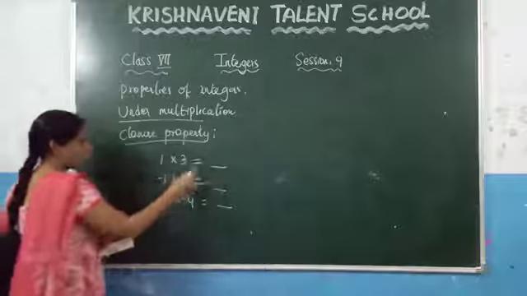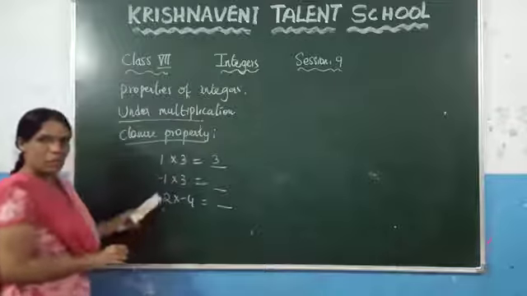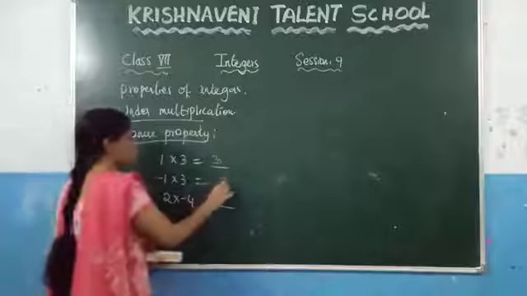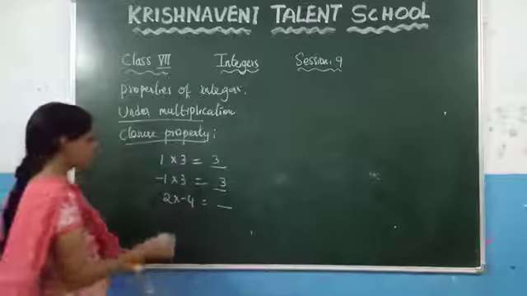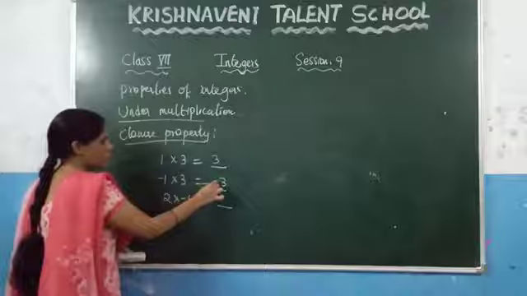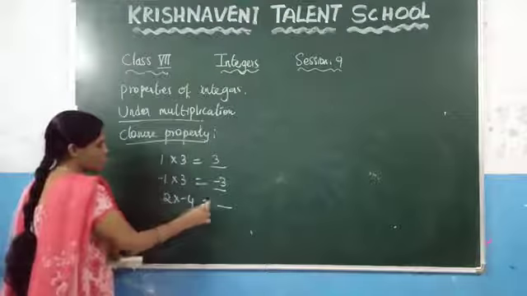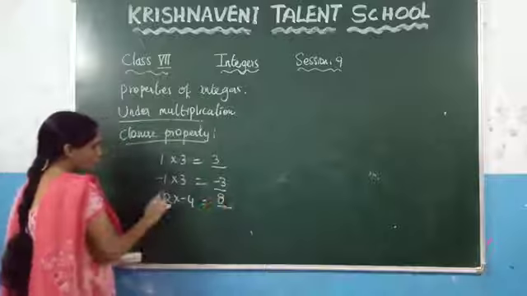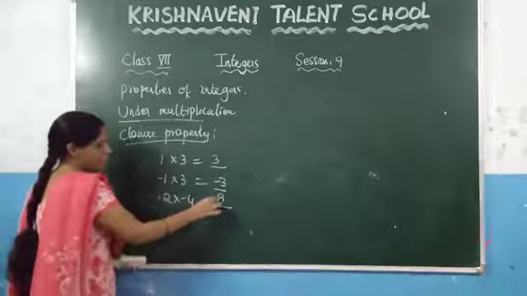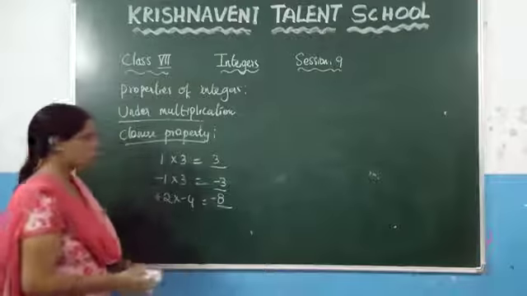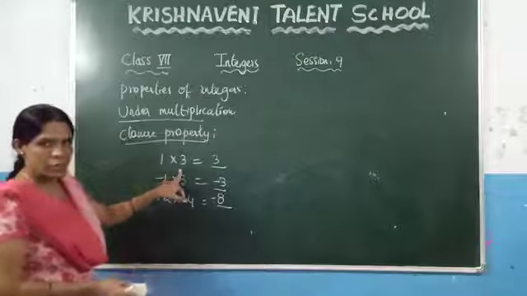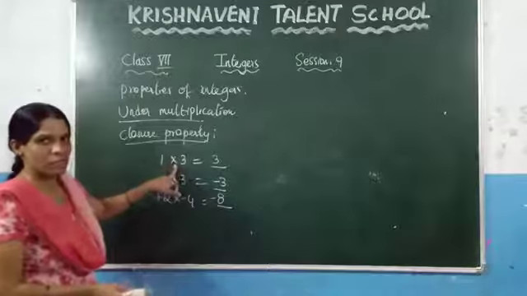What is the value of 1 into 3? Which is 3. And what is the value of 1 into 3? Which is 3. Now multiply the symbols. Minus into plus is minus. So the result is minus 3. What is the value of 2 into 4? 8. What is the value of plus into minus? Which is minus. Here you can observe that if you take two integers and multiply them, you are getting an answer.